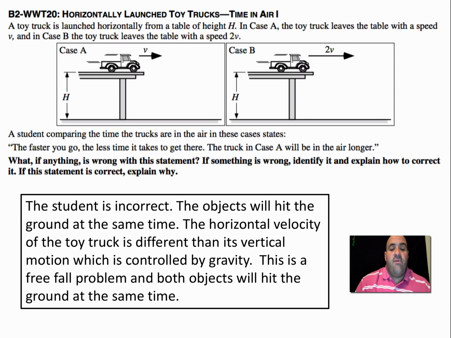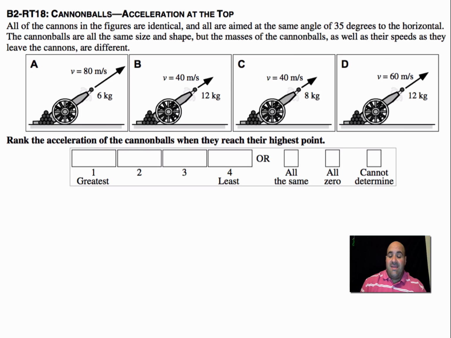So if you're looking for a written answer to that for your homework question, to make sure you receive full credit on that one, there it is. You can pause this and copy that down. We know the objects hit the ground at the same time. The horizontal velocity is independent of the vertical velocity. We have to treat them separately. They hit the ground at the same exact time.